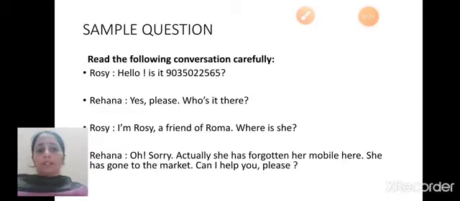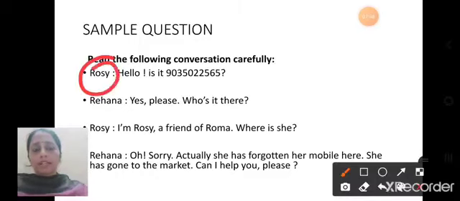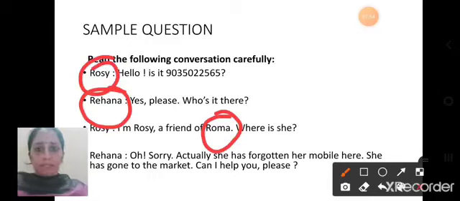Now, two people involved over here are Rosie and Rehana. Rosie has a message for Roma, but Roma is not available at that point of time. So what does Rosie do? Rosie leaves a message with Rehana and she requests her to pass it on to Roma.